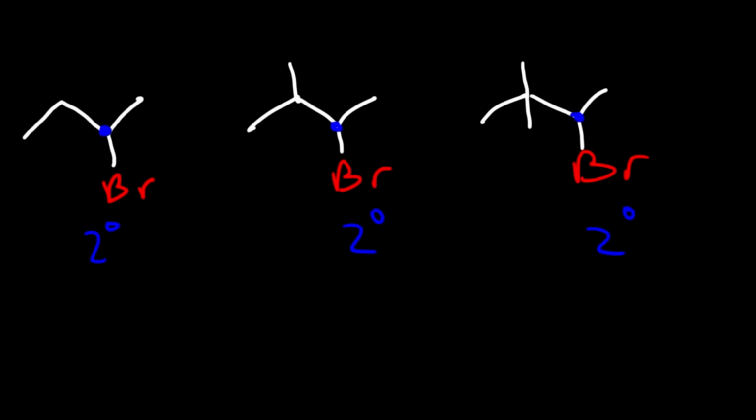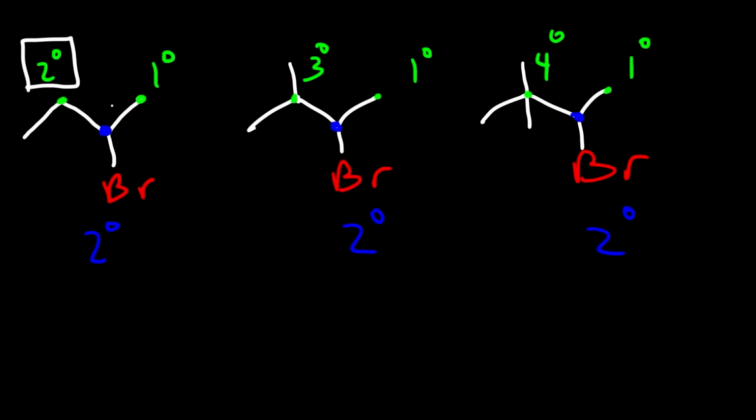In a situation like this, look at the adjacent carbons. On the right, all of these carbons are primary, so there's no difference here. But on the left, this carbon is secondary, this carbon is tertiary, and this carbon is quaternary. Just by looking at this, a secondary alkyl halide is better than a tertiary or a quaternary one.